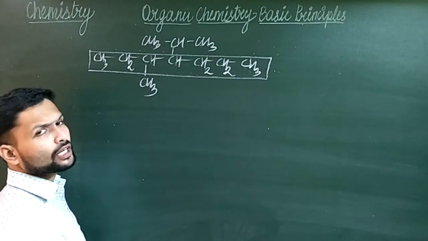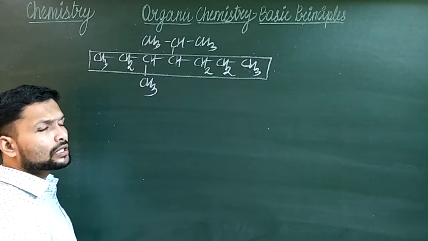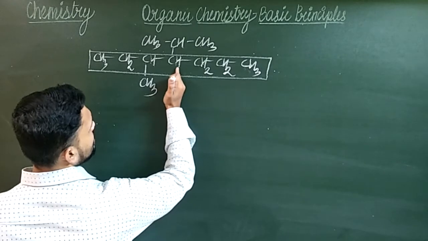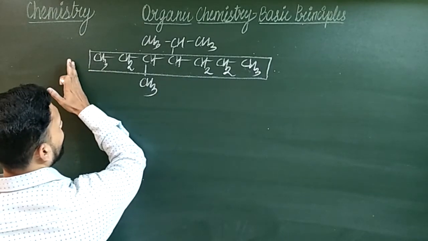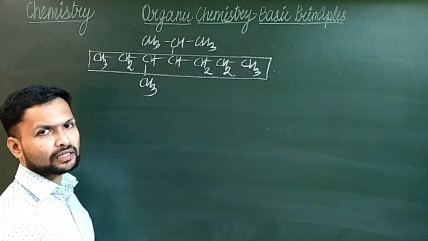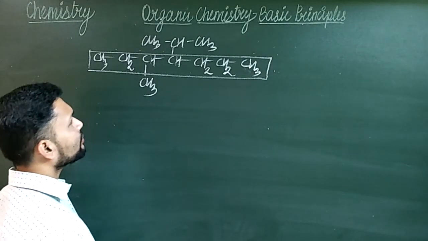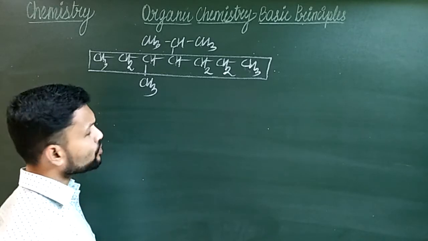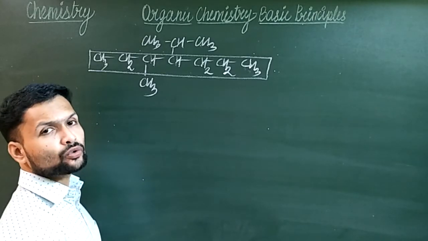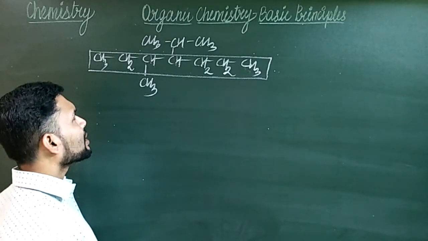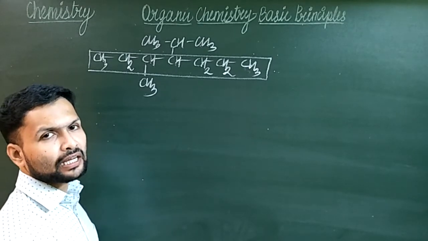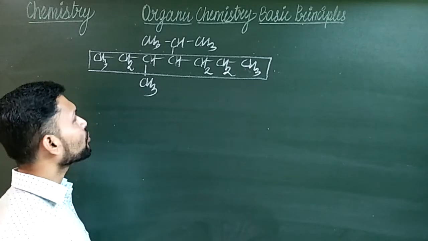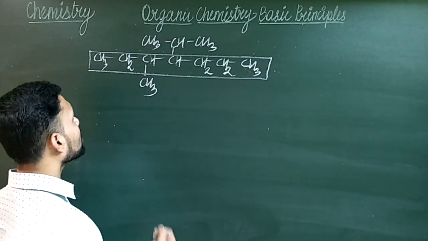Now, from which end should we number? I told you the branching should get the least number. If I go from this side, the branching starts at 4. If I go from this side, the branching starts at 3. Sometimes when there are multiple branches, you might get confused about where to start. At that time you can use the lowest locant rule. Simply, the end from where the branching starts is the end from where you should start numbering. But if you don't find it conducive, then go for the lowest locant rule. Still it would work the same.